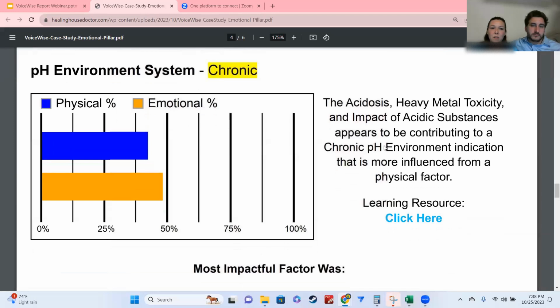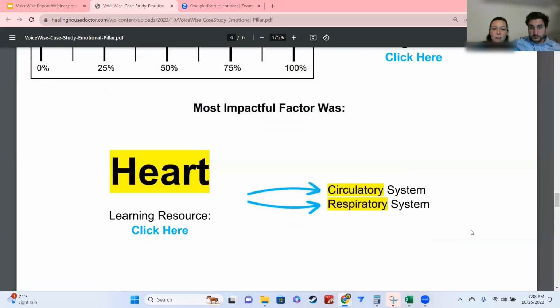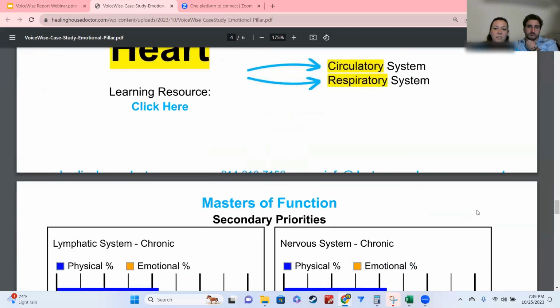And as with the other system, here's a learning resource. For whichever system comes up for you, the click here is going to take you to a resource to start addressing these things at home. And then we also want to list the most impactful factor. That means which organ, if we supported it just a little bit more, could positively benefit multiple systems at once? And that one also comes with a learning resource.